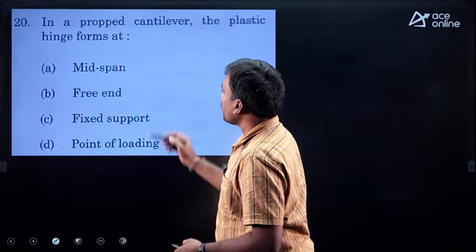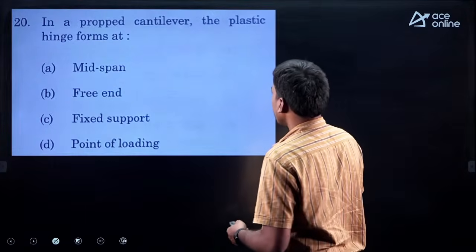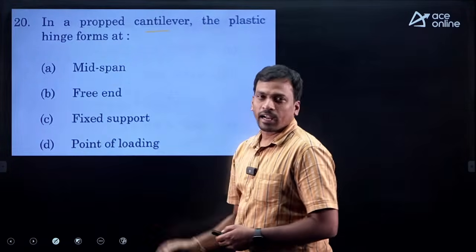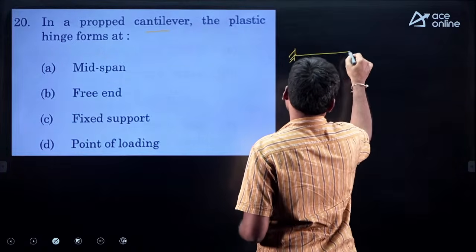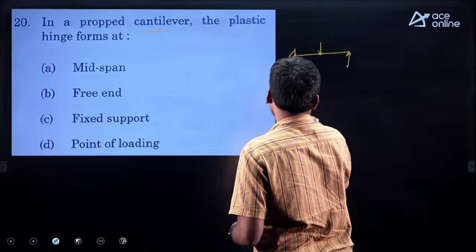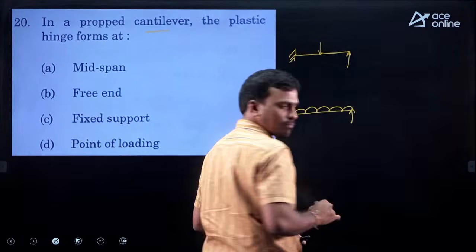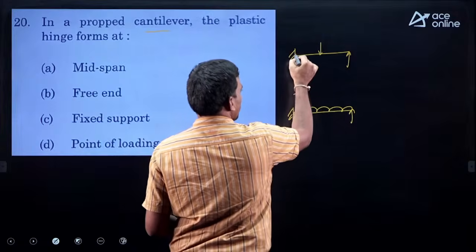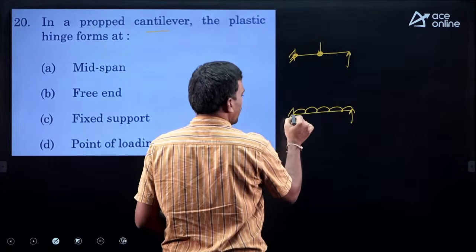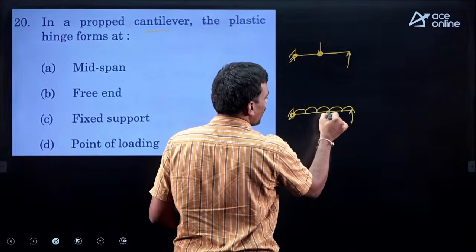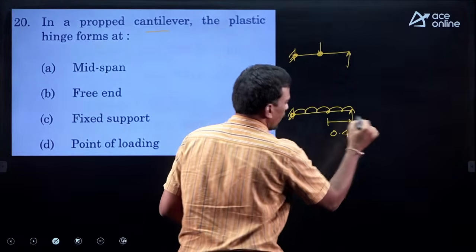First question: in a propped cantilever, the plastic hinge forms at. It simply mentions propped cantilever but didn't mention the load. So consider a propped cantilever beam subjected to a point load and a propped cantilever beam subjected to UDL. Generally, plastic hinges will form at the fixed support under the point load and at the fixed support, but it is not at the center. Generally, it is 0.414 L.